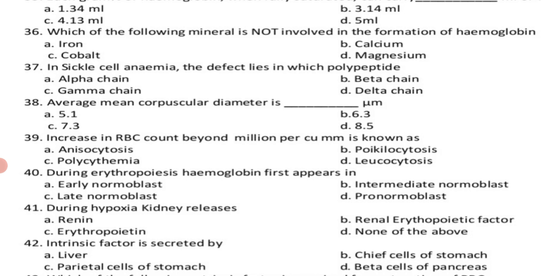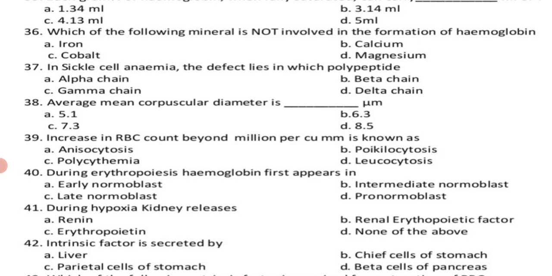Option B, that is poikilocytosis. In this condition, the RBCs are of unequal shape. And leukocytosis means an increased level of leukocytes in the blood.